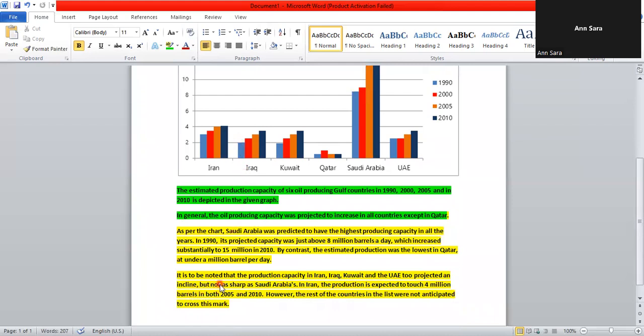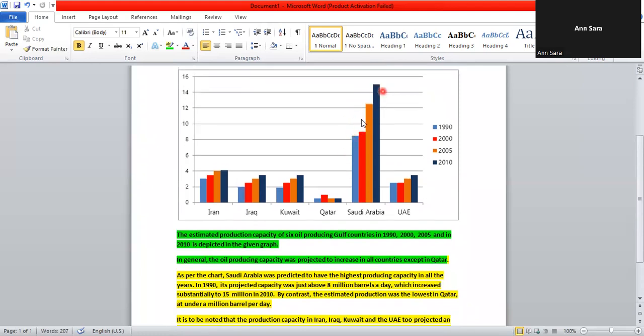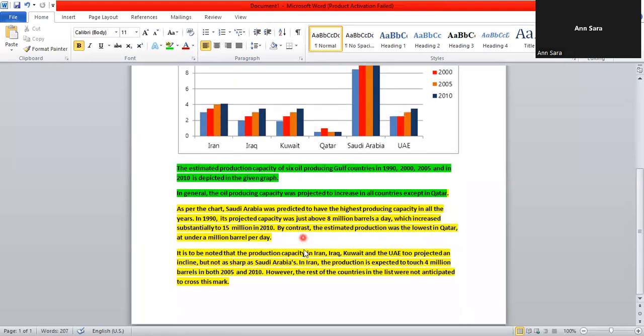It is to be noted that the production capacity in Iran, Iraq, Kuwait, and the UAE too was projected to incline. They too projected an incline, but not as sharp as Saudi Arabia's. You can see this sharp increase there. You cannot see that sharp increase here in all these 4 countries.